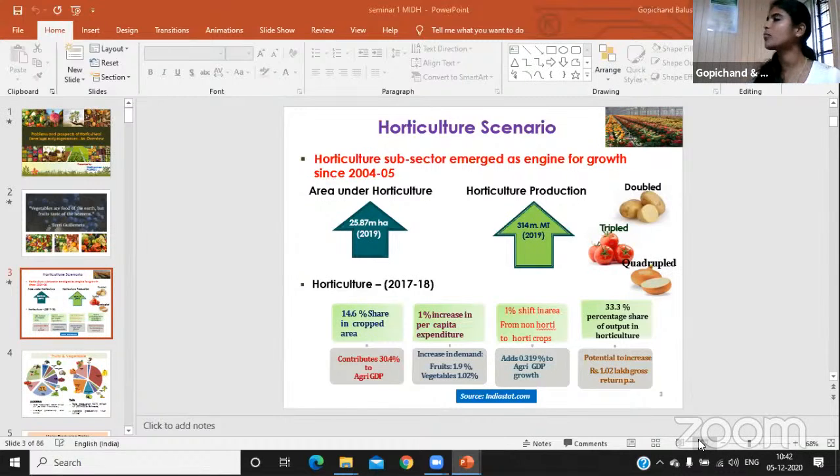I am concentrating majorly on major horticulture programs, that is, the Mission on Integrated Development of Horticulture. In that, I am concentrating on the National Horticulture Mission, the Scheme on Micro Irrigation, the National Mission on Oilseeds and Oil Palms, and Rashtriya Krishi Vikas Yojana. First, the Mission for Integrated Development of Horticulture.